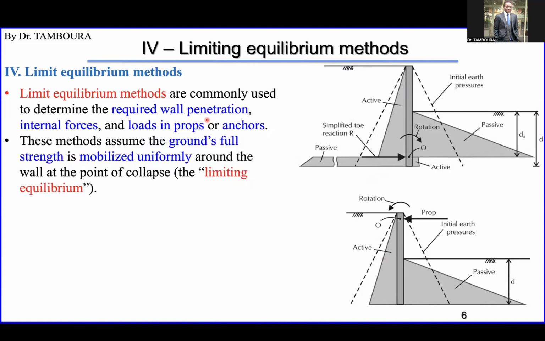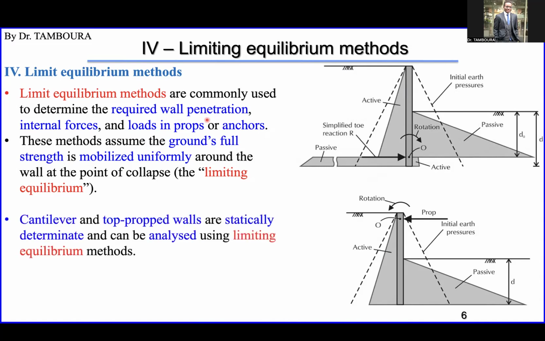Okay, so this method assumes that the ground full strength is mobilized uniformly around the wall, which is not 100% true. For cantilever and top propped walls, for example this one, where on the top you have this support, they are statically determined and can be analyzed using the limit equilibrium method.